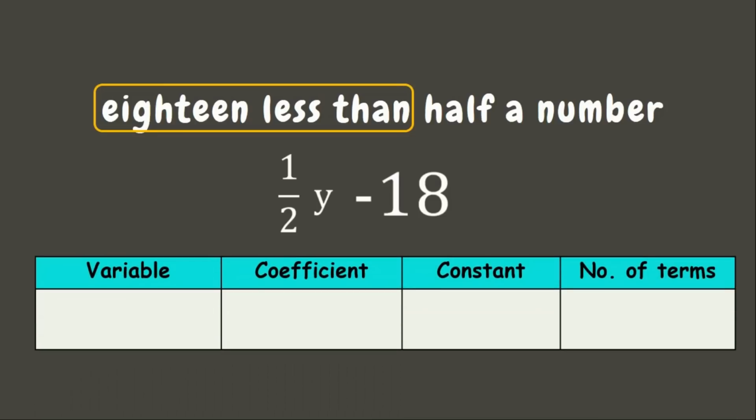So here our variable is y, while the coefficient here is 1/2, while the constant is negative 18 or minus 18. And the number of terms here are 2. That is 1/2 y and 18.